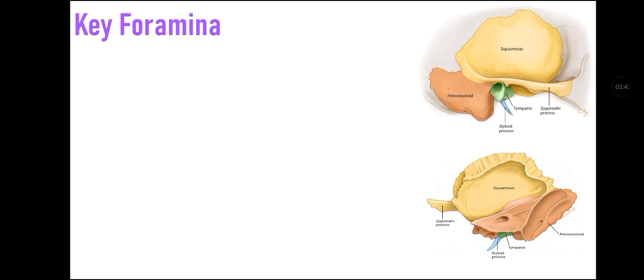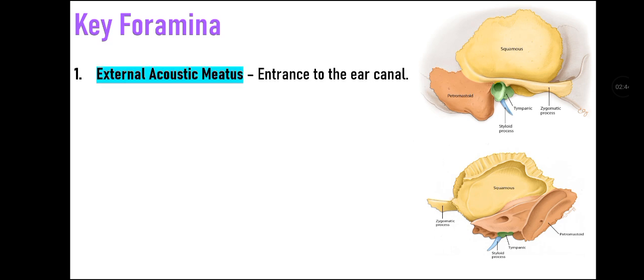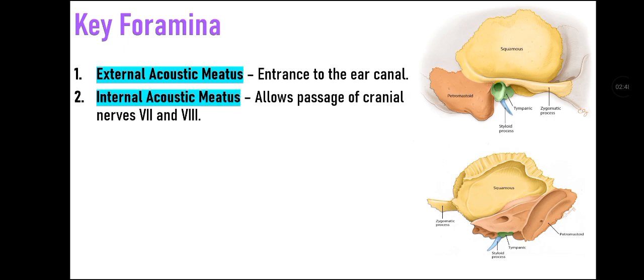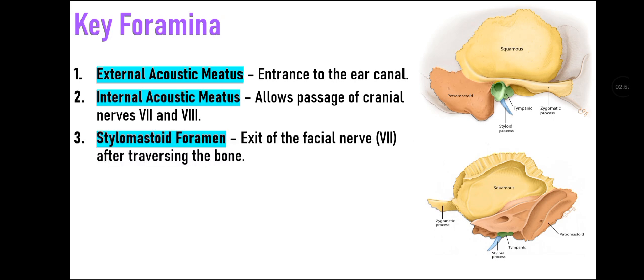Now let's talk about key foramina of temporal bone. First we have is external acoustic meatus that is entrance to the ear canal. Next we have is internal acoustic meatus that allows passage of cranial nerves 7 and 8 that is facial nerve and vestibulocochlear nerve. Next is stylomastoid foramen that exits the skull facial nerve after traversing the bone.